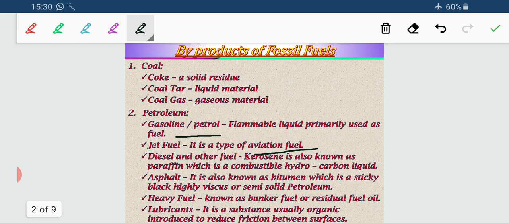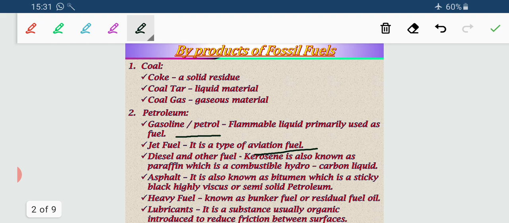And lastly, lubricants. Lubricants are usually organic, introduced to reduce friction between surfaces. I am just giving very basic examples. Suppose the lock and the key, sometimes the lock gets jammed. We cannot use the key very smoothly. So what we do at that time, we put a bit of oil in those areas where it moves, where there is friction.